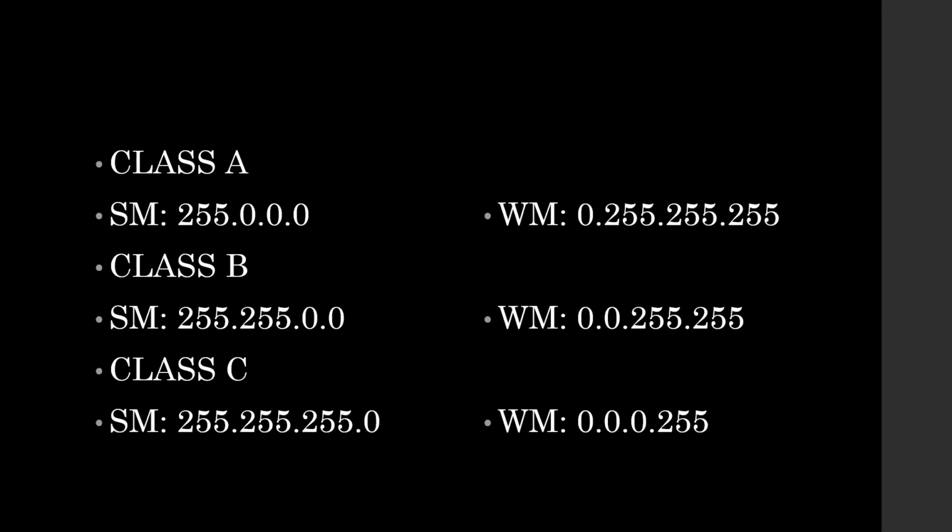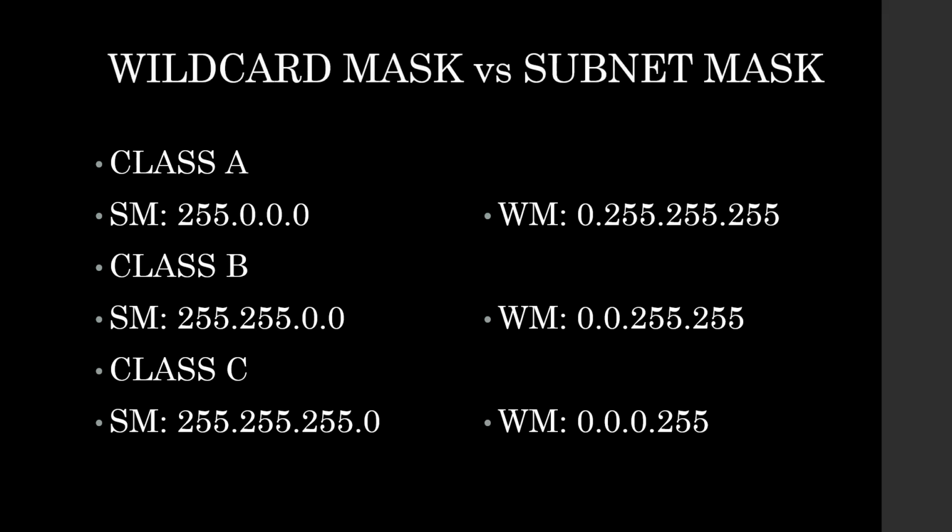Technically, another difference between wildcard masks and subnet masks is the sequencing of the octets. For example, if a class A network has a subnet mask of 255.0.0.0, the wildcard mask is just the vice versa of the subnet mask, which is 0.255.255.255. It is the same with class B and class C.